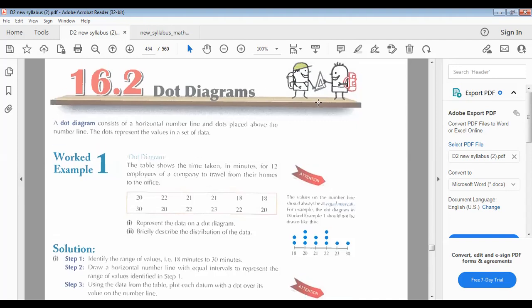So, 16.2 Dot Diagrams. A dot diagram consists of a horizontal number line and dots placed above the number line. The dots represent the values in a set of data.